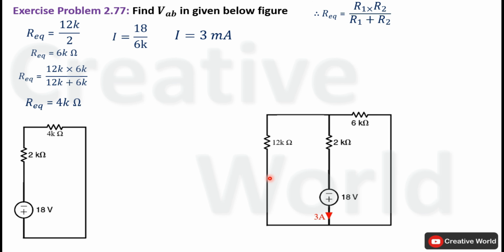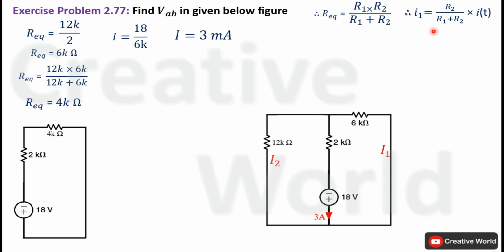So we will use the current divider rule to calculate the current of both branches. For that purpose, first we have to label these branch currents. This branch current will be labeled as I1 and this branch current will be labeled as I2. We will use the current divider rule to calculate the value of current I1. Current I2 will be calculated by subtracting I1 from the total supplied current. The equation for I1 will be R2 divided by R1 plus R2 multiplied by IT. Here IT is the total supplied current. In this case it is 3 milliampere.